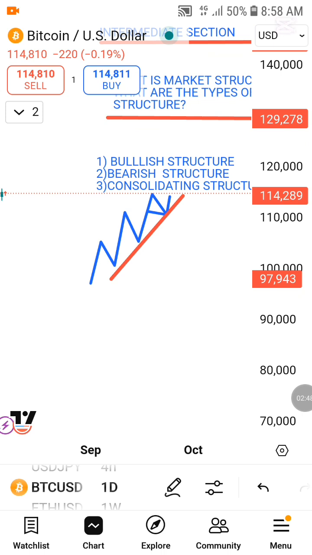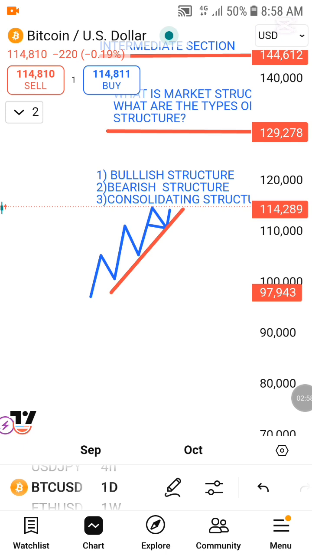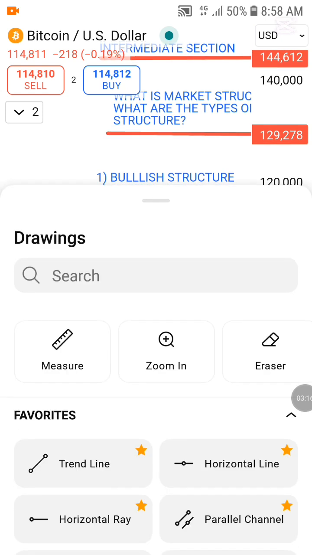Okay, let's go to the bearish structure. When we are talking about bearish structure, on the other hand, bearish structure is the type of market structure that creates lower high and then lower low. What that means is that the current low will always be lower than the previous low, and then the current high will always be lower than the previous high. Do you get that? So this is the example of bearish structure.